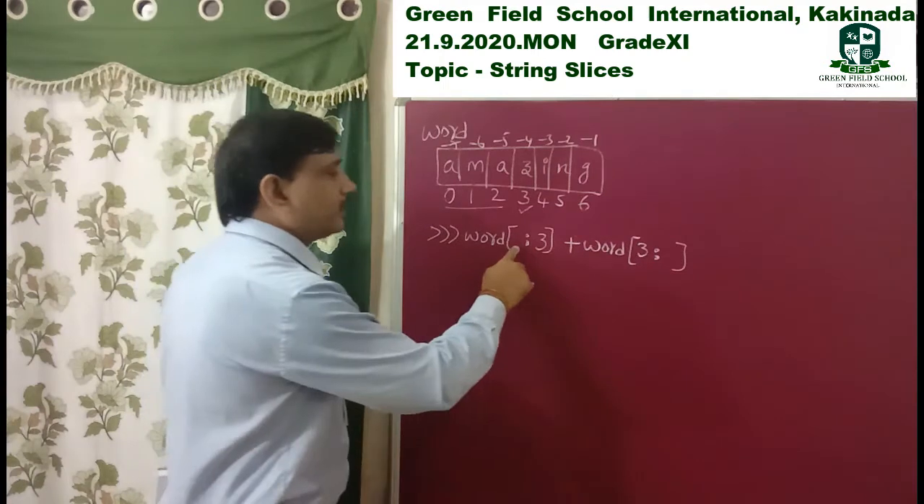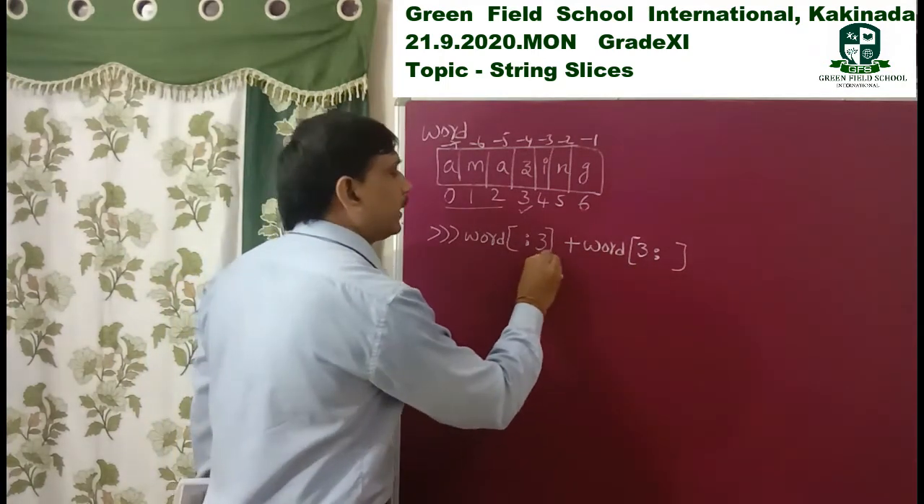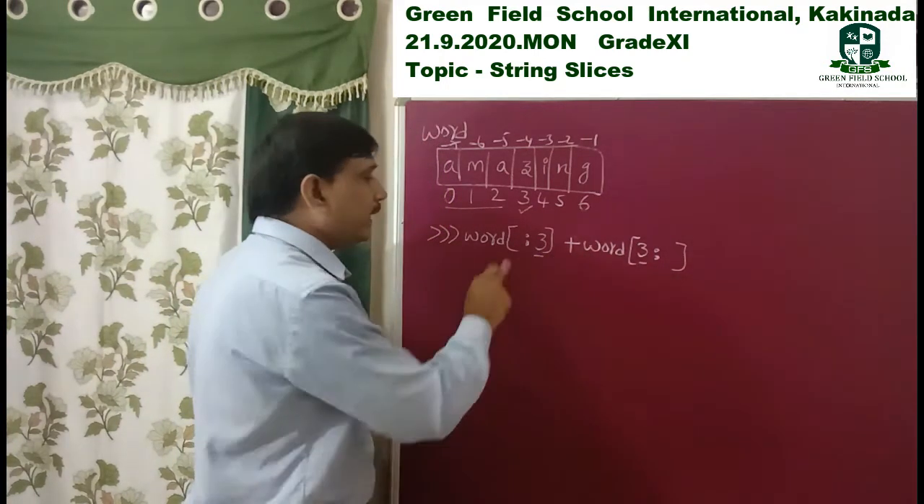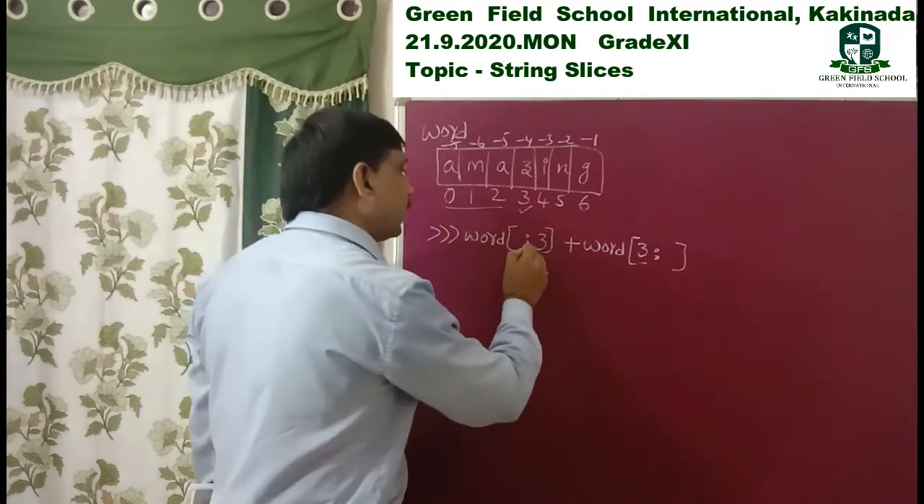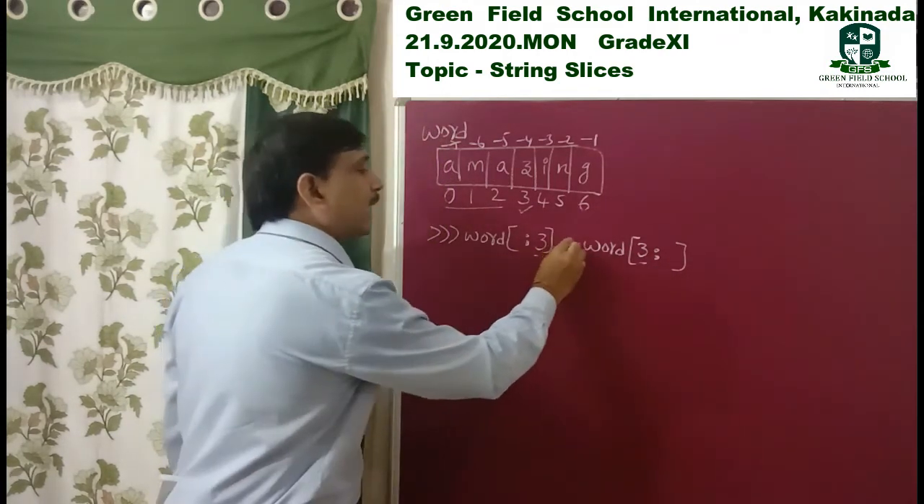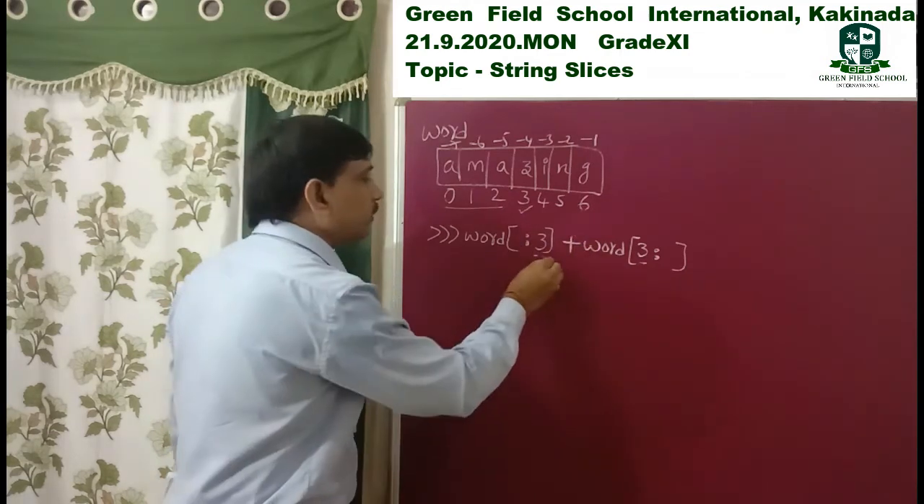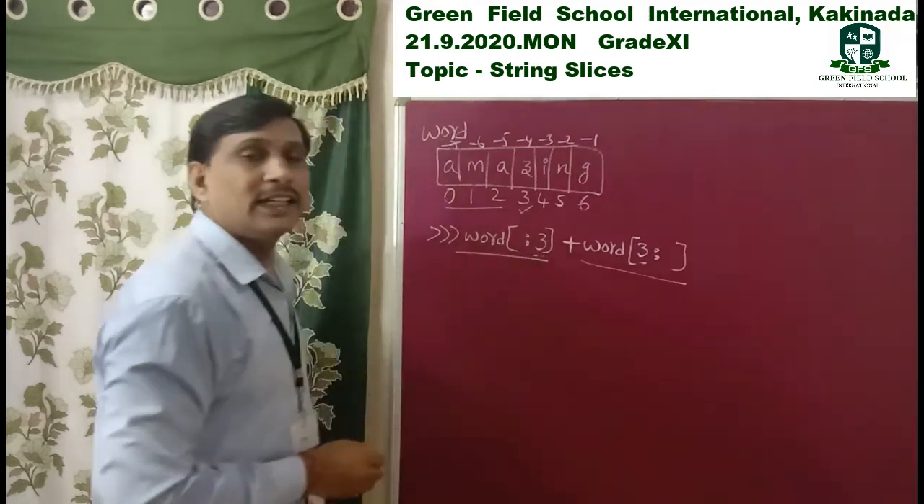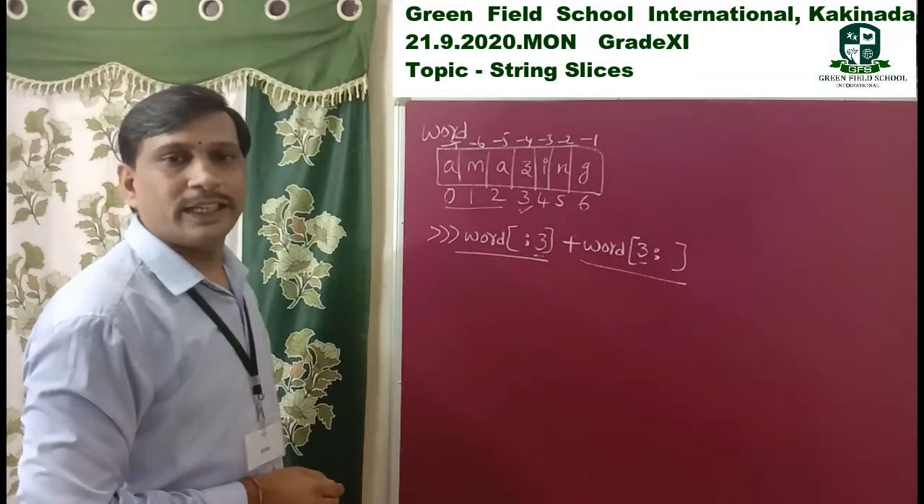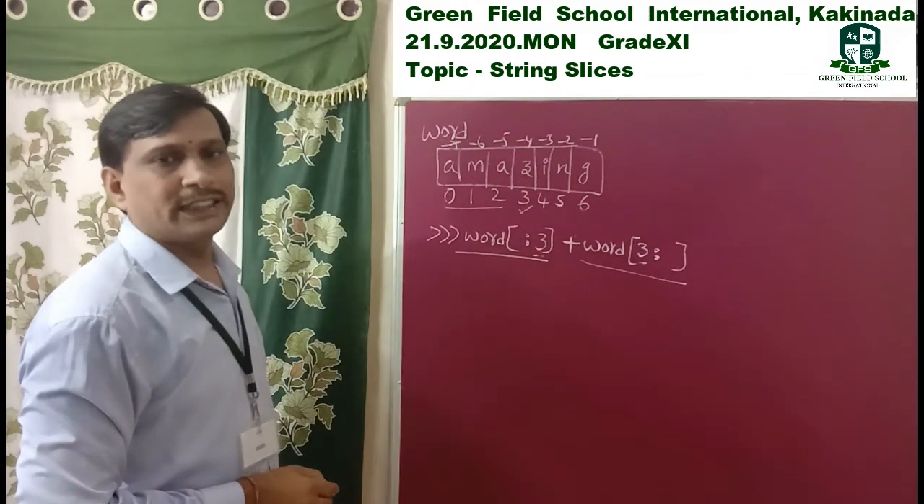Okay, here 3, 3, both are equal. But here this one is the upper bound, and this one is the lower bound. So the output of word of, I concatenate these two substrings. This one is one substring, this one is one substring. Both substrings are concatenated, then we return one new string.